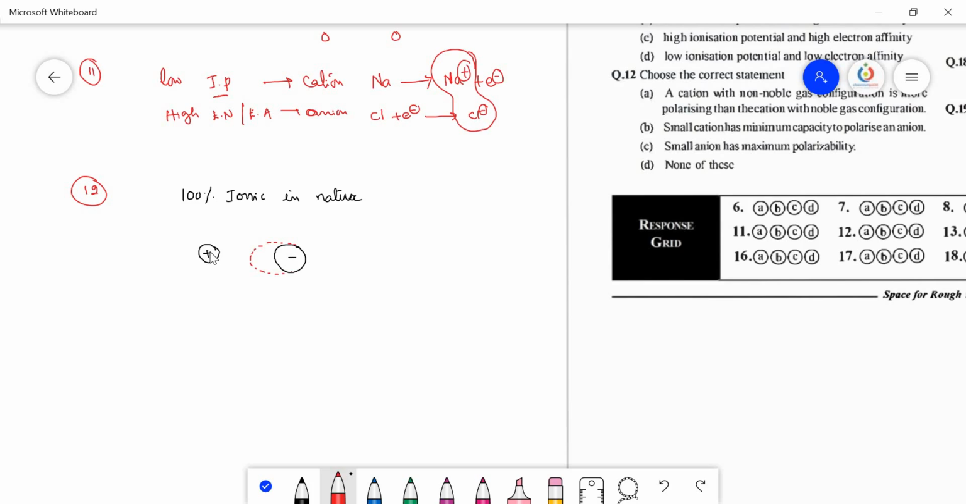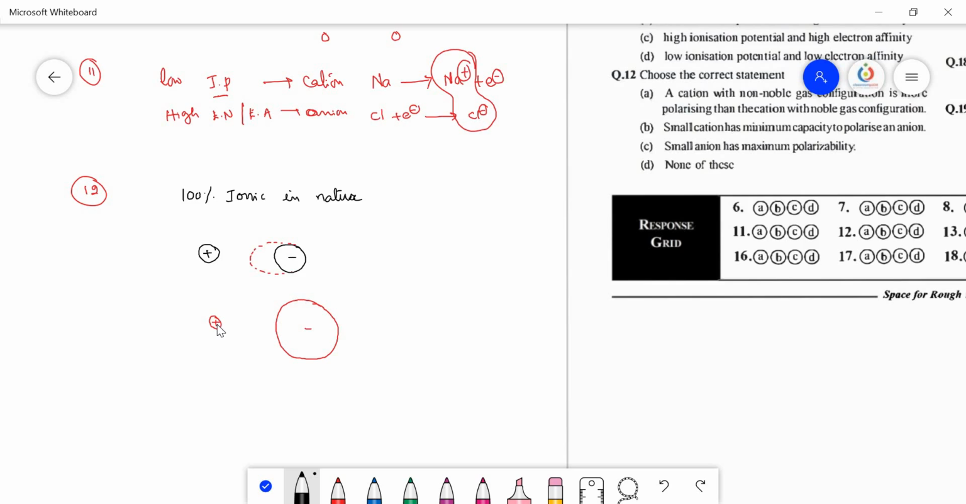Here, the smaller the size of the cation, the more positive charge density it has, so that it can attract more electron density towards its side. And if the anion size is less, it cannot lose the electrons. But if the anion size is more, see here I am taking the smaller cation and larger anion. When the larger anion is there, the nucleus cannot hold these electrons tightly with it.